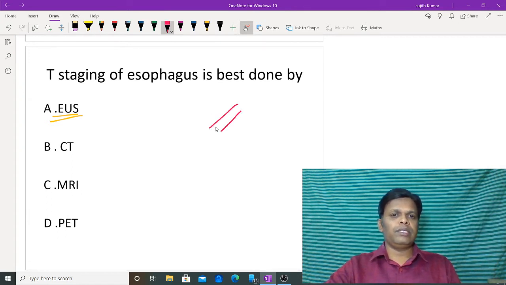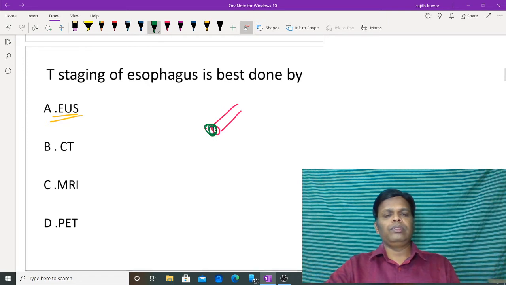When you pass the endoscope, the tip of the endoscope is attached with an ultrasound probe. So you can see the layers of the esophagus, like this, a concertina effect, and you can assess layer by layer. Suppose a growth is present in the esophagus, suppose a growth is present here.